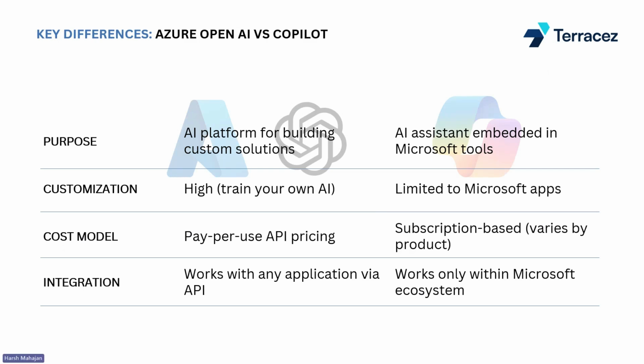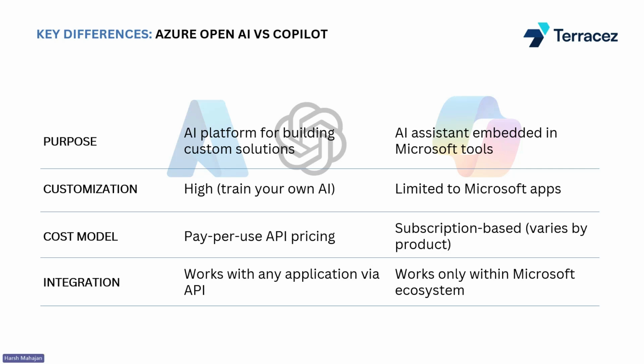So if we have to look at the key differences of Azure OpenAI versus Copilot, let's talk about the purpose first. The purpose of Azure OpenAI is to build a complete customizable AI solution. Okay, it can integrate with your existing solutions or platforms and provide insights, and it can work very effectively in the background. Whereas Copilot is available as an assistant, and it is embedded into the Microsoft tools.